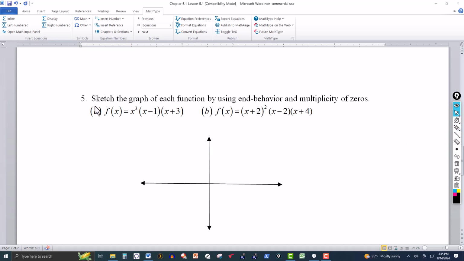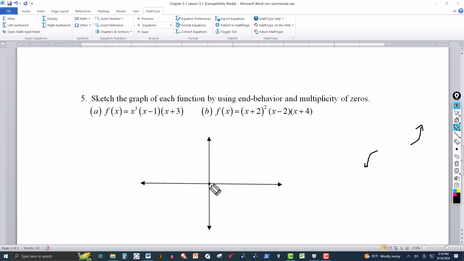And for the next one here, sketch the graph of each function by using the end behavior and multiplicity of zeros. So let's look at this one. I've got x to the third, and x, and x. So if I multiply those out, this will be degree 5, which is odd. And the coefficient would be positive. So I'd expect the graph to go up at one end and down at the other, without plotting any points. That's what I would expect.